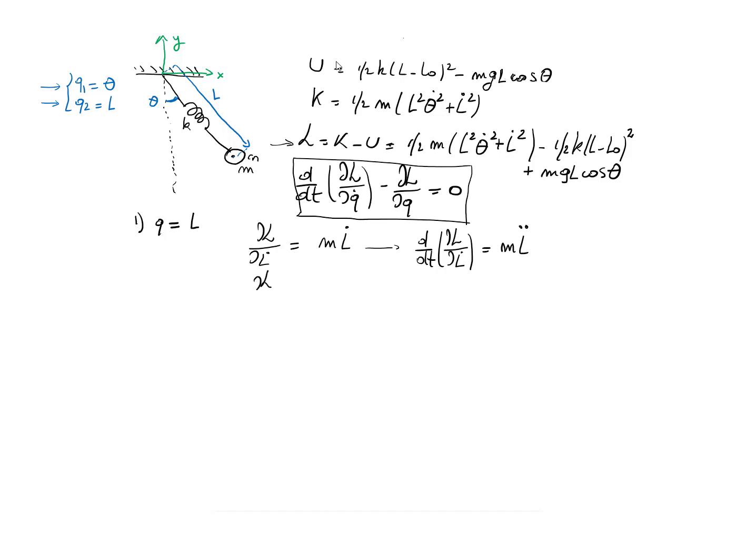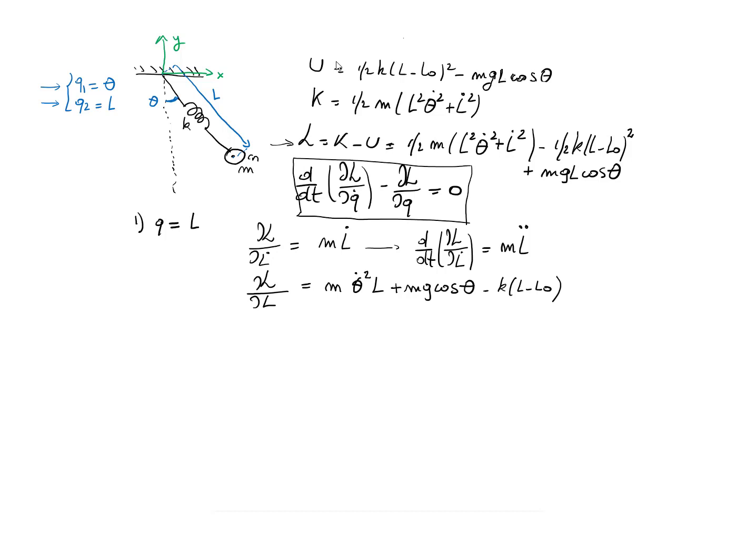Now I can take the partial derivative with respect to L, and which are the terms that are giving a contribution? There is this one, so it will be m theta dot squared times L. This one will give you a contribution m g cosine theta, and the potential energy from the spring will give you a contribution that is k (L minus L0), right?